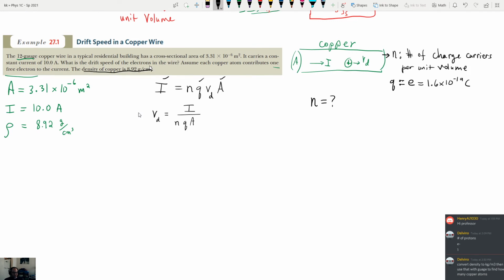So if we could figure out the number of copper atoms per unit volume, because we know that each atom contributes one electron, then if we knew the number of atoms, we would effectively know the number of charges per unit volume, right? So we really need the number of copper atoms per unit volume. How can we figure that out? This looks like something with moles and Avogadro. Go ahead, what is it? Convert to moles, then use Avogadro's number to find atoms, and then you could convert your atoms into electrons.